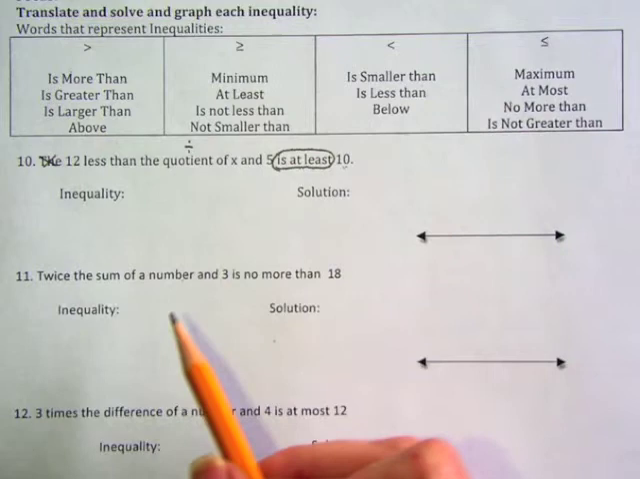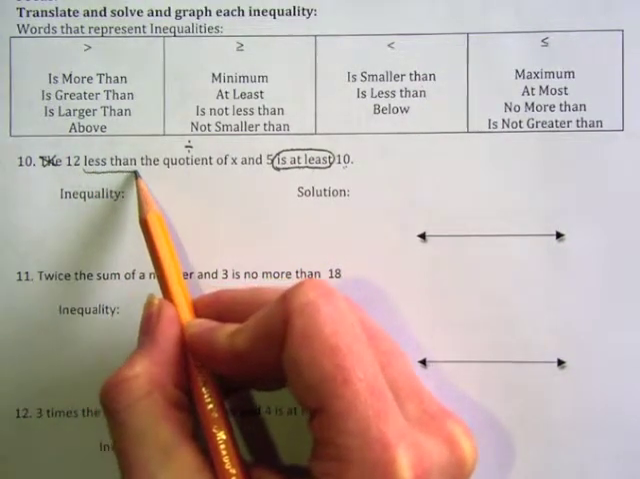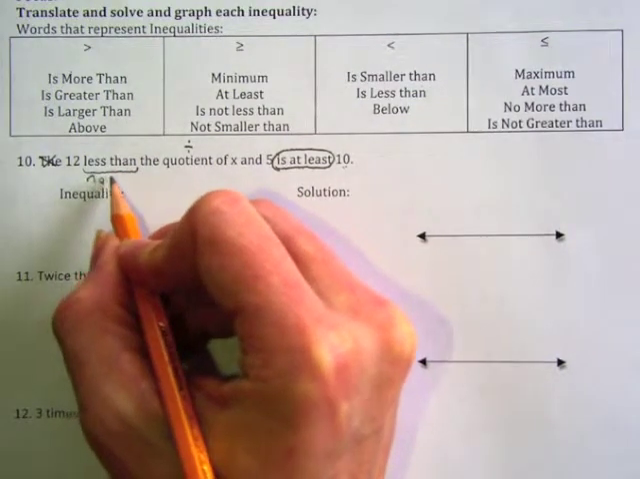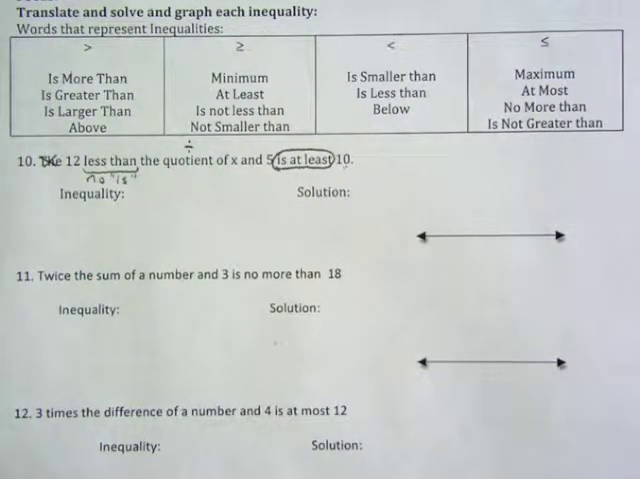So now translating. Remember, this is a key thing to be careful about. This less than here does not have the word is. There's no is here. So this less than is not indicating an inequality. It's indicating a subtraction.